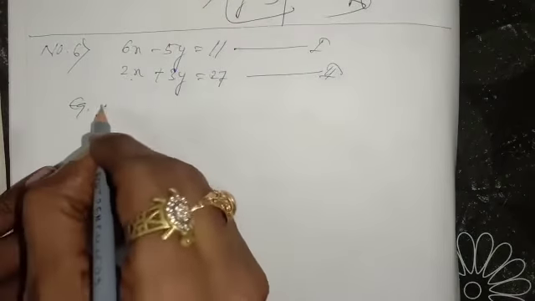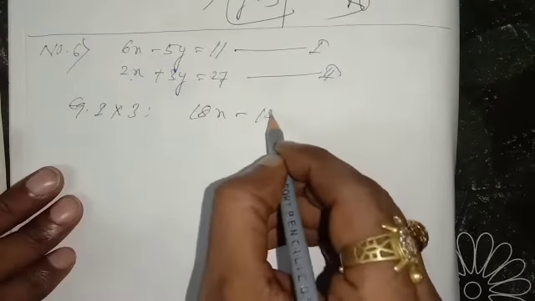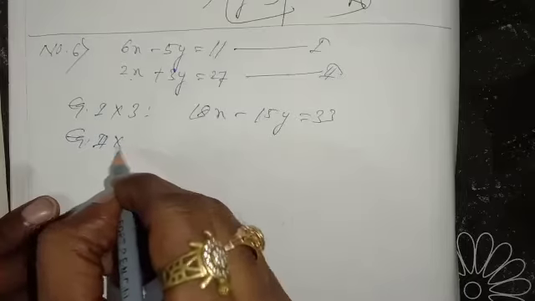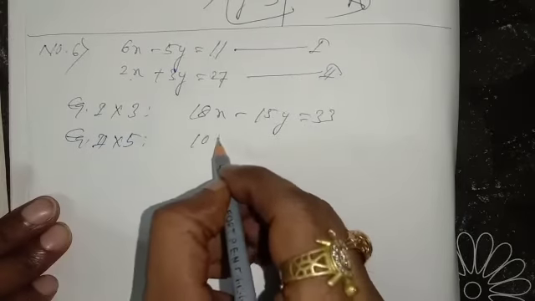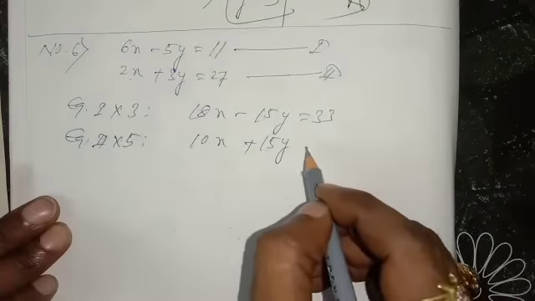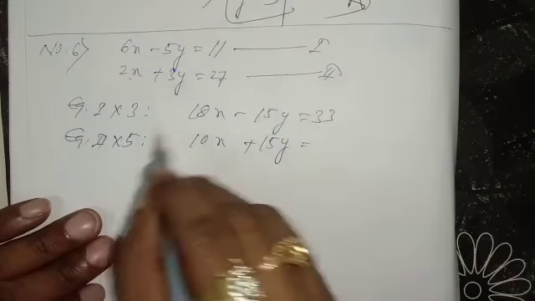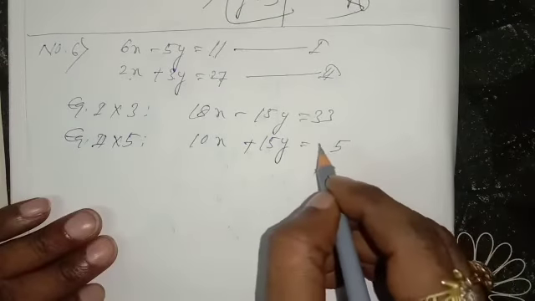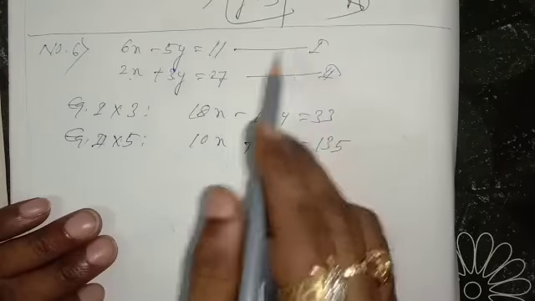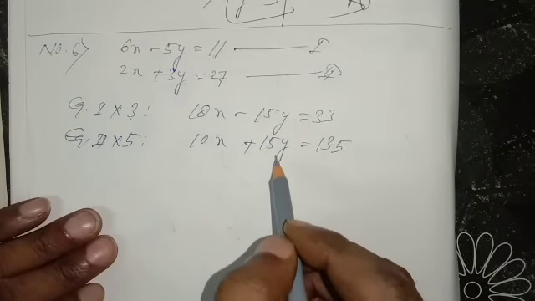For this, equation 1 you multiply by 3, then it will be 18x minus 15y, 11 times 3 is 33. And equation 2 you have to multiply by 5. This will be 10x plus 15y, to make equal numbers of y, and 27 times 5 is 135. I am multiplying equation 2 by 5 and equation 1 by 3 because I have to eliminate y.